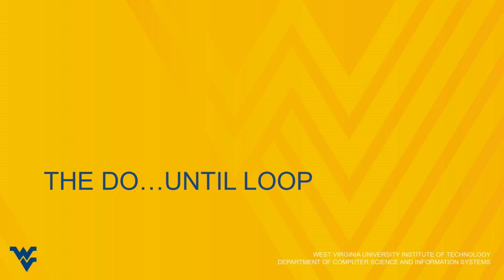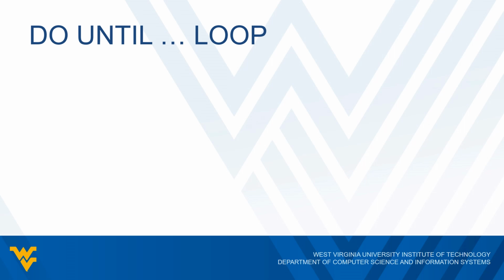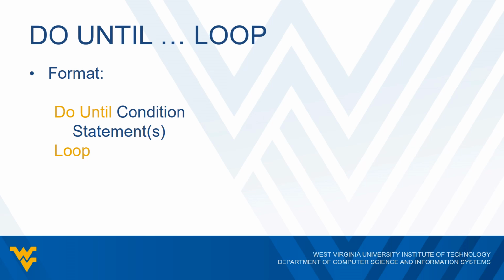The next repetition structure we will talk about is the do until loop. Let's look at the format of a do until loop before doing anything else. So it looks something like this, and you may notice that this looks just like a do while loop. The only difference is instead of having the word while, we have the word until.